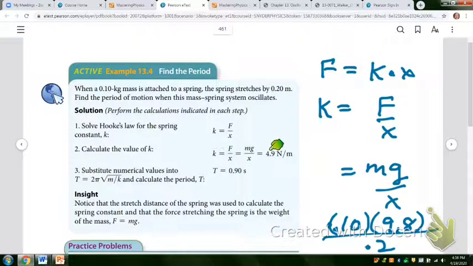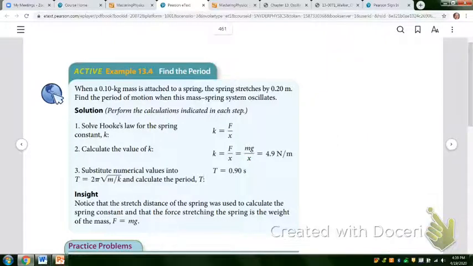And so now that I know the spring constant, I can plug that in here. So now I know the mass was 0.10. I know the spring constant was 4.9. So I simply type all that in the calculator, 2 times pi times the square root of 0.10 divided by 4.9 to get the period, which comes out to be 0.9 seconds.